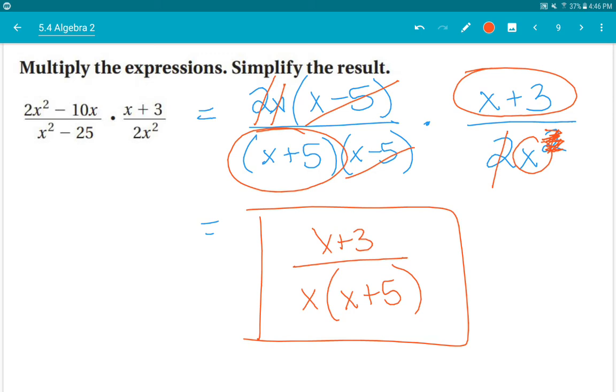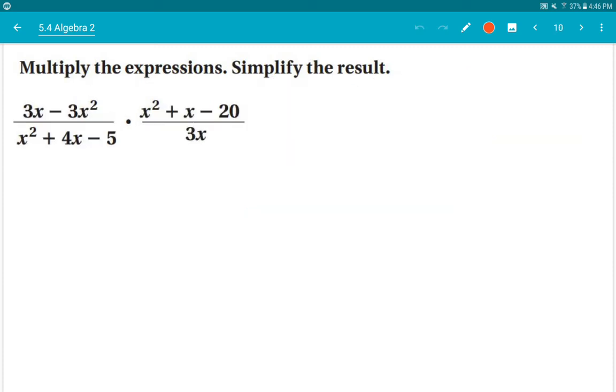Because it's x plus 3, we cannot separate x and 3, and we have x plus 5, we cannot separate the 5. The only eligible one to simplify here is the x, but there is no x by itself in the numerator, so therefore we can't do anything else. So let's move on to the next example. Same idea, we're going to multiply the expression, simplify the result.